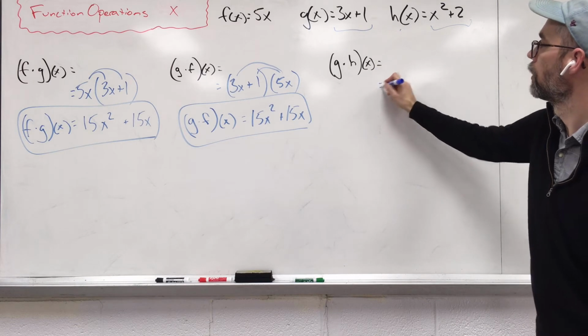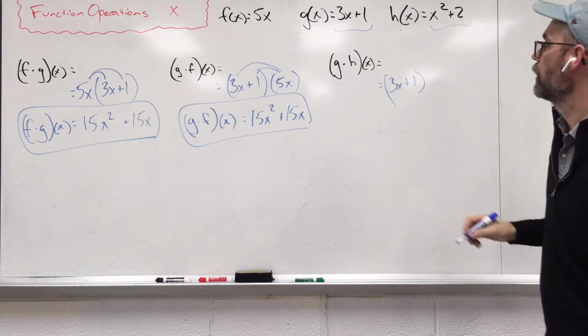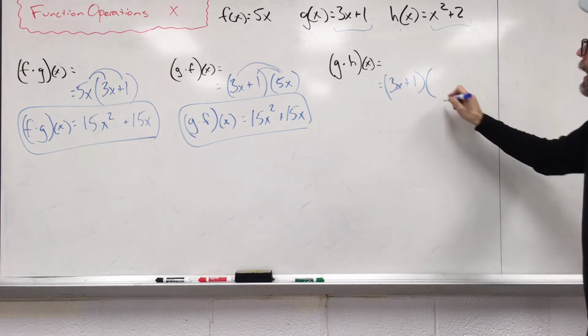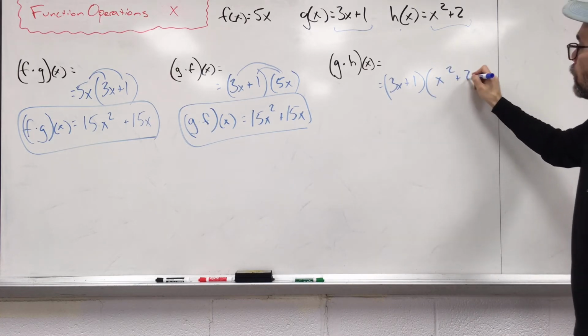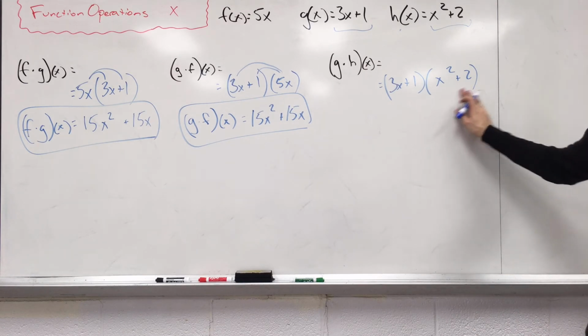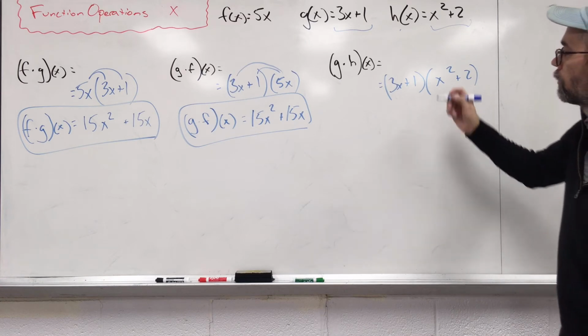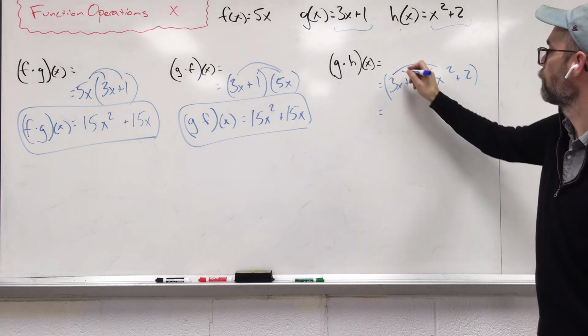Let's set them up. So we have 3x plus 1, I'll group it, and x squared plus 2, and I'll group that. So now we have a binomial and a binomial. Now we just need to make sure we distribute 3x twice, distribute that 1 twice. So let's see what we get when we combine everything.